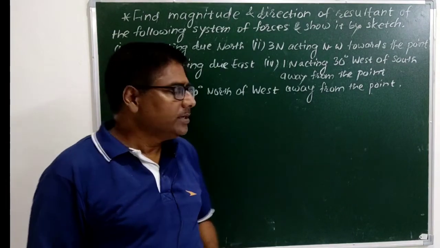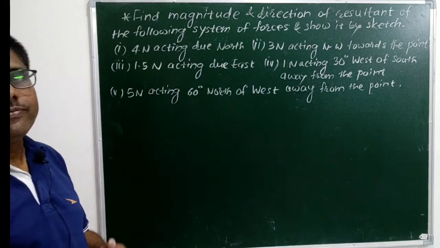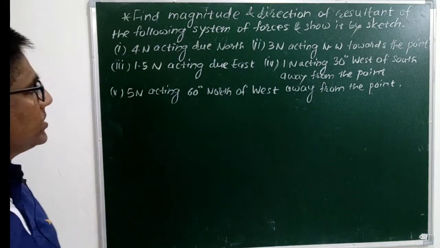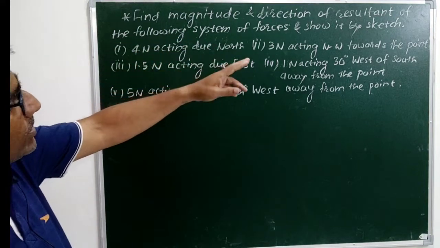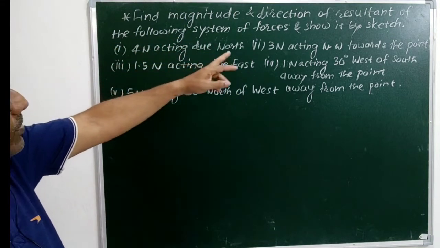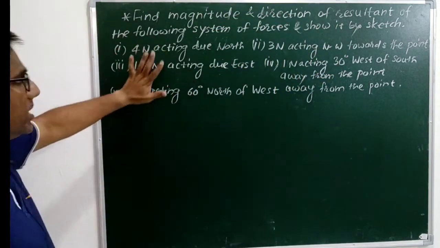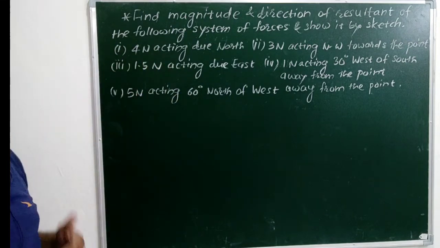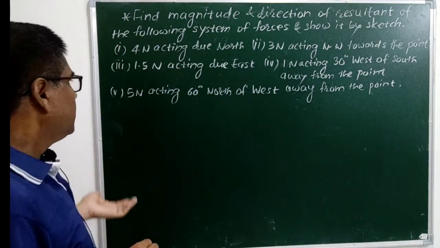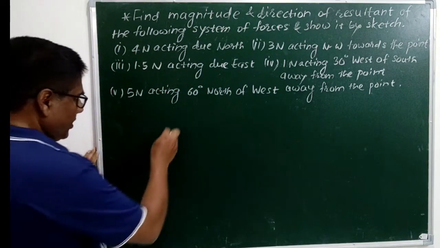Hello friends, in this video let us learn how to solve the problem of finding resultant of concurrent force system. This is our problem. Find magnitude and direction of resultant of the following system of forces and show it by sketch. The forces are given. We are supposed to draw the sketch first, then we have to solve the problem. Let us show sketch for this problem.